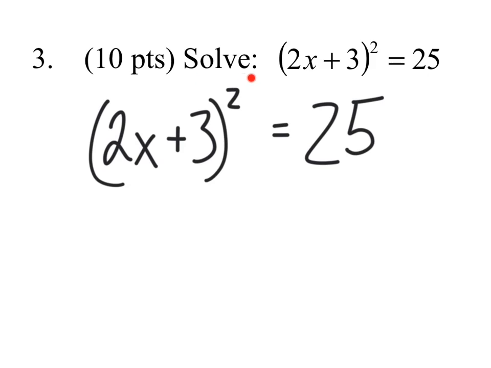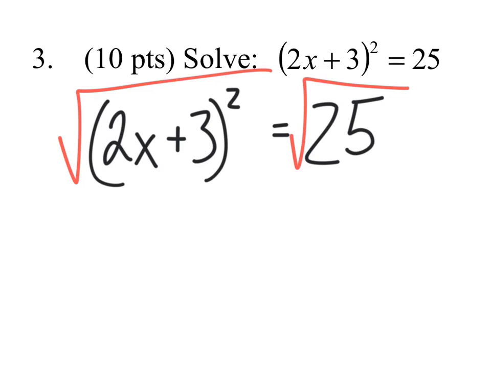Question number 3 wants us to solve, and I see it's (2x + 3)² = 25. How do we approach this? We're going to need to apply the square root to both sides, and when we do, we're left with simply 2x + 3 on the left side, right, because this cancels out, and 25 is a perfect square, so it reduces to simply plus or minus 5.